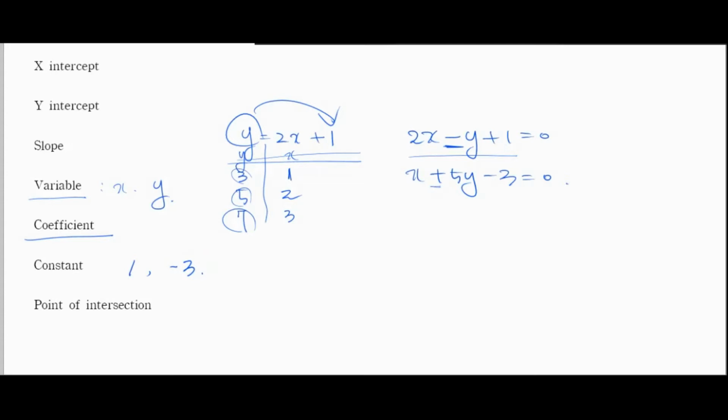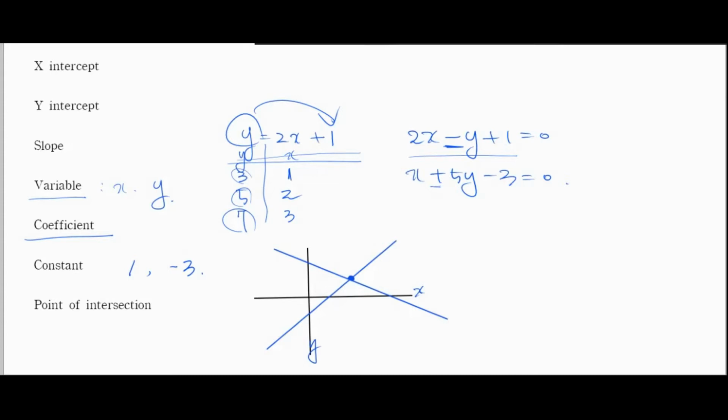Basically, this is a point where two graphs intersect with each other. Here's a picture. Right here, here's an x-axis, and here's a y-axis. And there are two graphs going through this graph paper. This point right here where they intersect is the point of intersection. We will learn how to find this point later in chapter 1.